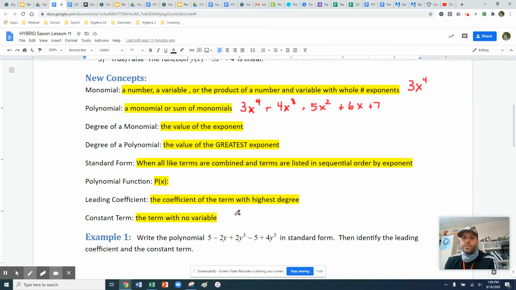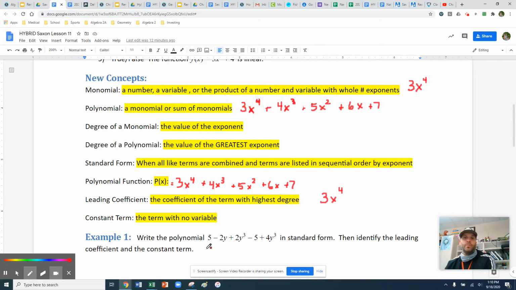And then you're listing them in sequential order by exponent. So starting with the highest degree and then listing them the next lowest degree all the way till we get to the constant. A polynomial function is going to give you an output in terms of x. So polynomial functions can represent a wide array of situations like financial equations, profit, loss, things like that. A polynomial function is usually represented with p of x, and then the x is going to input into the function, and then you will find an output once you evaluate for that x.